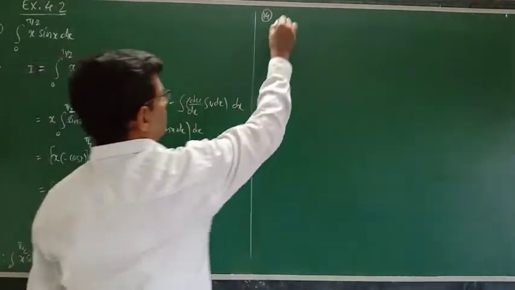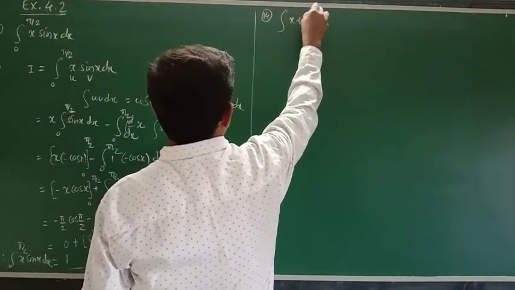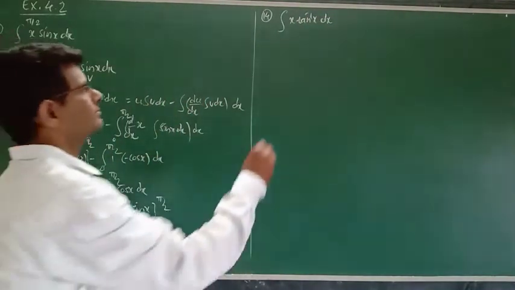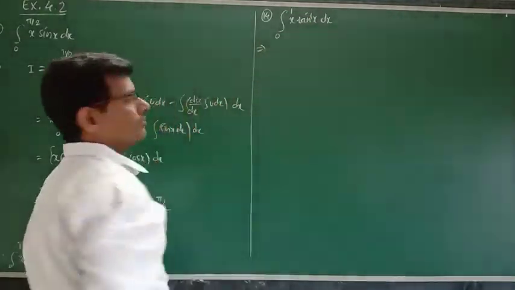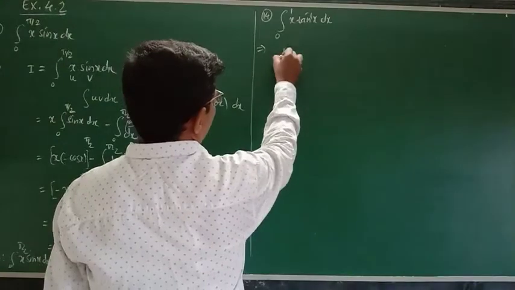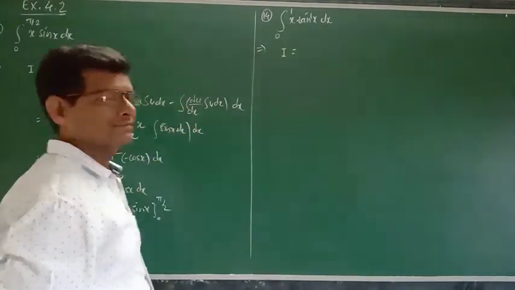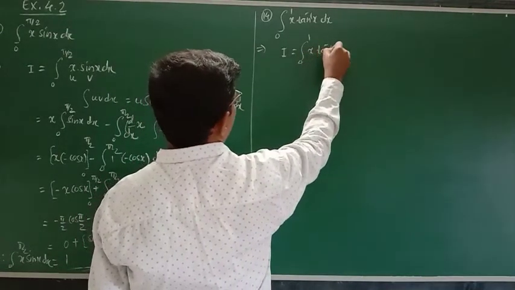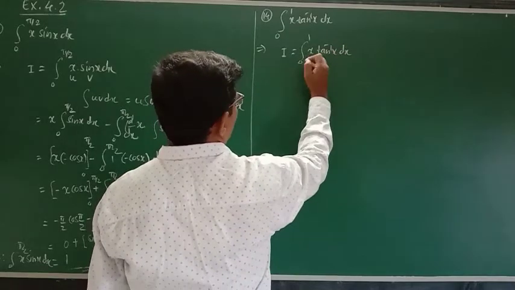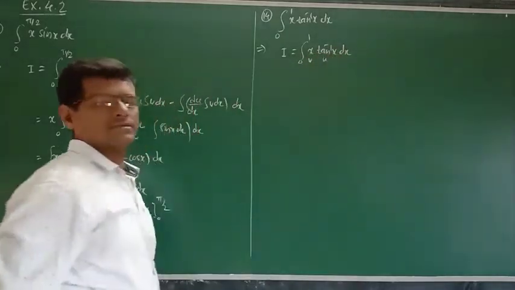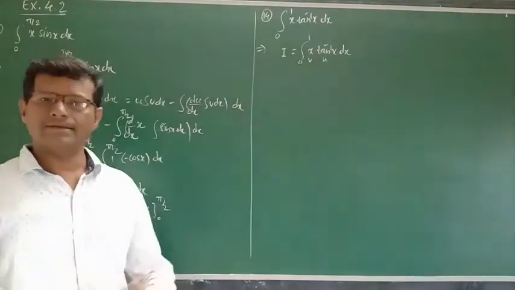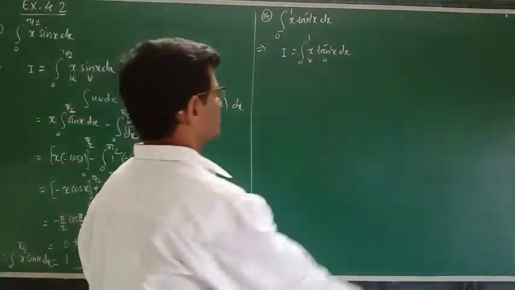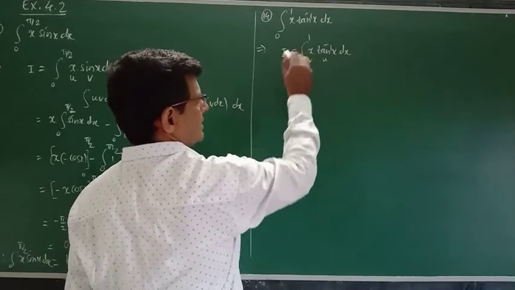Question number 14. Integration of x into tan inverse x dx and definite integration, its limits are 0 to 1. What is the value of this definite integration? Now I denote it by capital I. Integration I from 0 to 1 x into tan inverse x dx. So I use the integration by parts. Inverse function LIATE, in that sequence I, inverse function is first function and algebraic function is second function. So first function is tan inverse x, second is x.